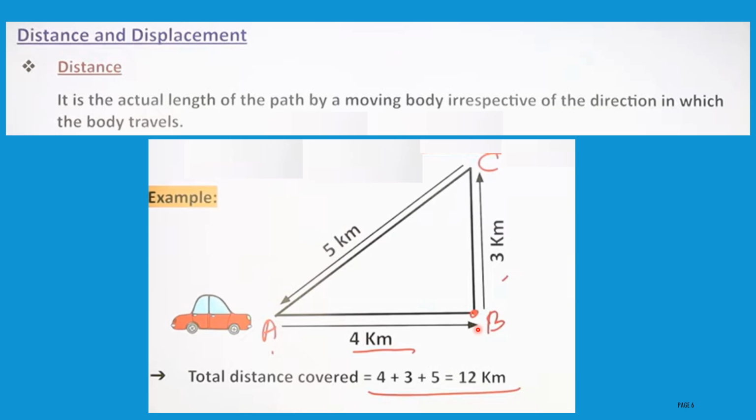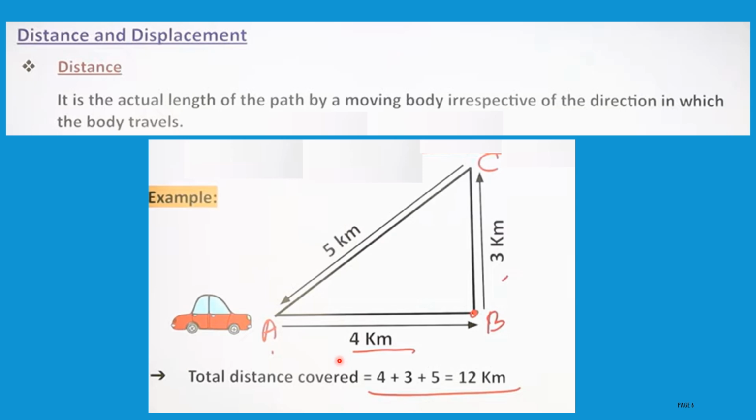After B, it starts its journey again. Then it reaches point C. It covers 3 kilometers. Then after C, it reaches its initial position A. It covers 5 kilometers. Then, if you add all the distances, you will get the total distance covered by the car. 4 plus 3 plus 5 is 12 kilometers.